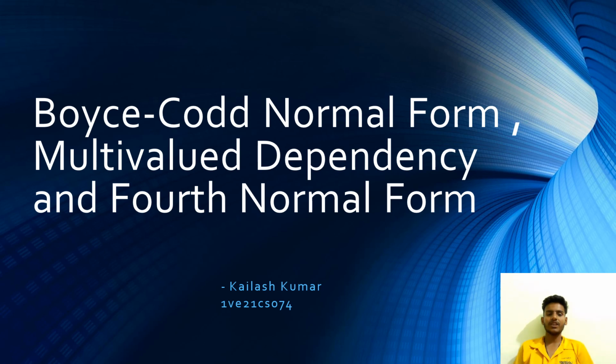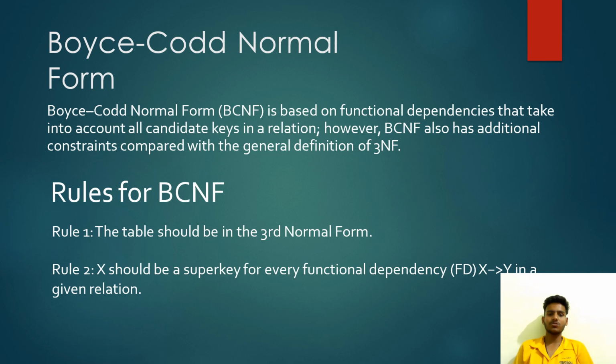1VE21CS074. Today we are learning a new topic: Boyce-Codd normal form, multivalued dependency and the fourth normal form. Let's start from the introduction. What do you mean by Boyce-Codd normal form? Boyce-Codd normal form, BCNF, is based on functional dependency that takes into account all candidate keys in a relation. However, BCNF also has additional constraints compared with the general definition of 3NF.